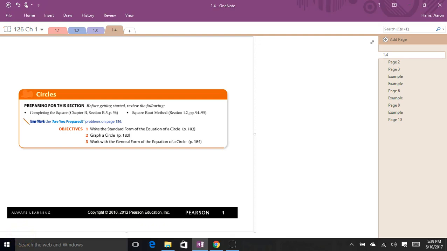Hey, welcome back to your favorite pre-calc class. This is section 1.4, circles. We're going to write the standard form of the equation of a circle. We're going to graph one and work with the general form as well.